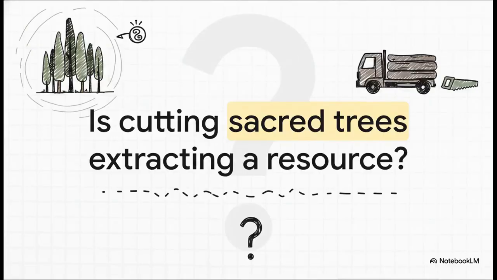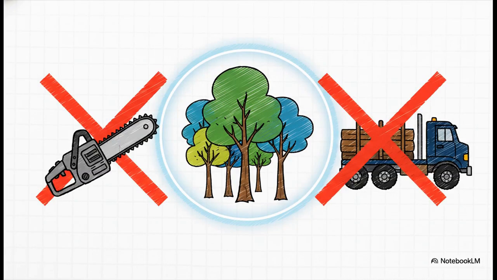Okay, time for a quick tutor's checkpoint. Let's test what we just learned about that definition. Imagine a community has a sacred grove of trees. Can a logging company just come in, chop them down, and classify that wood as a natural resource? What do you think? The answer is a hard no.